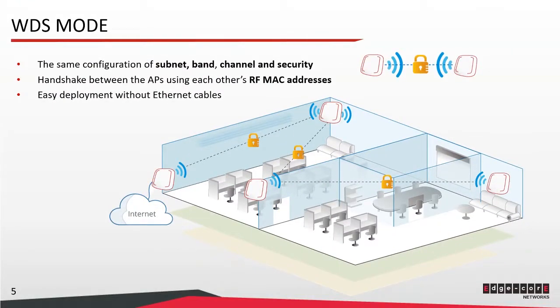We have just mentioned WDS mode, so let's talk a little more about this mode. In WDS mode, multiple APs can be wirelessly interconnected or bridged based on the MAC addresses of their Wi-Fi radios. This mode can be used if you want to expand the Wi-Fi coverage to other areas, but you do not want to connect these additional APs to the wired backbone. And for this mode, it is required that the APs are on the same subnet and have the same settings for band, channel, and security.